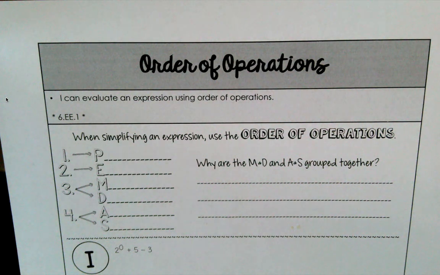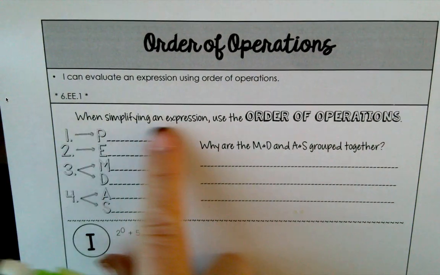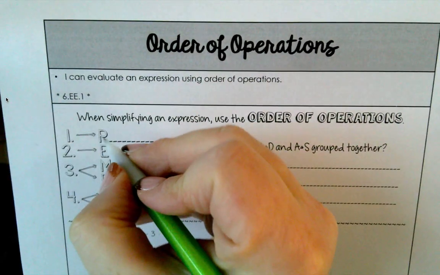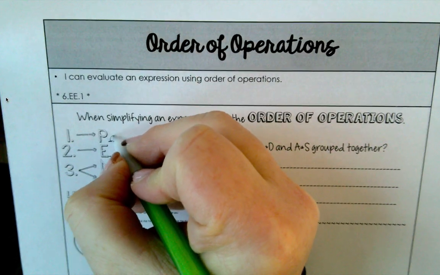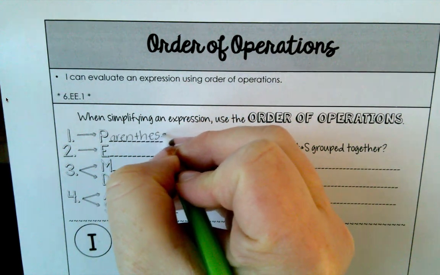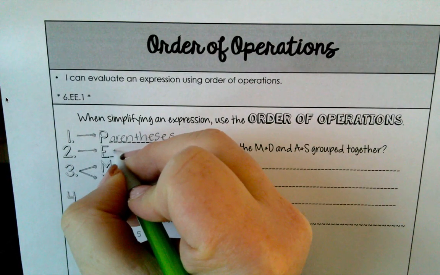So there is an order of operations. There's an order we solve problems that have multiple operations, and there's a way that has to be done or it will be incorrect. So when we simplify an expression, we use the order of operations. The first step is to evaluate parentheses. And we'll talk about that. The second is your exponents.